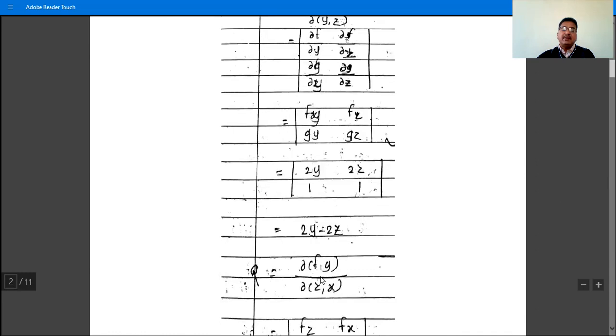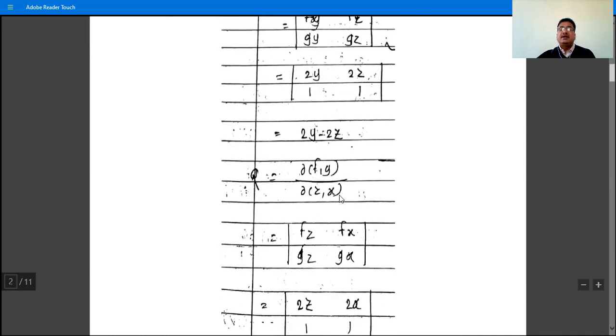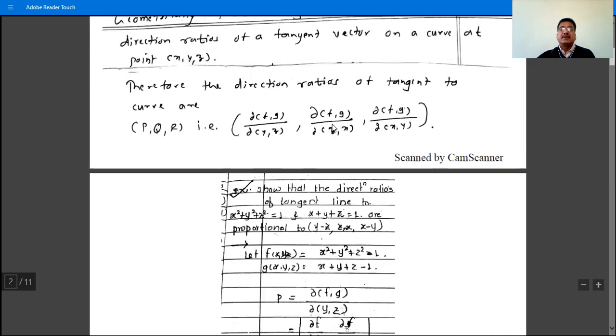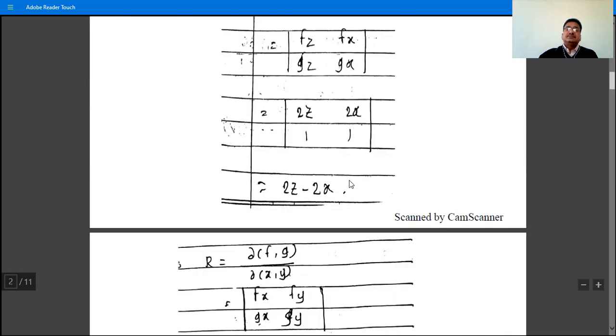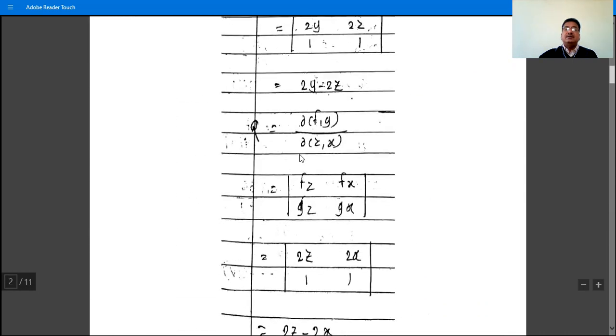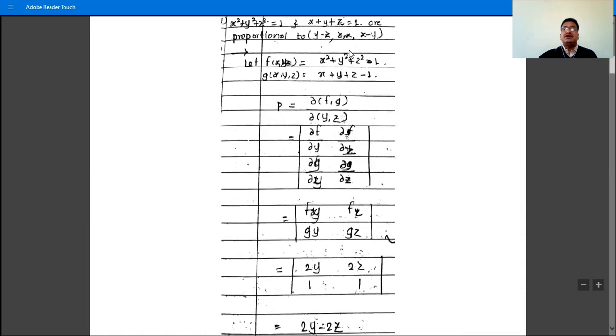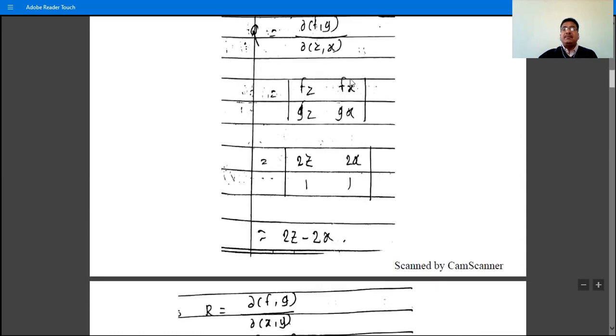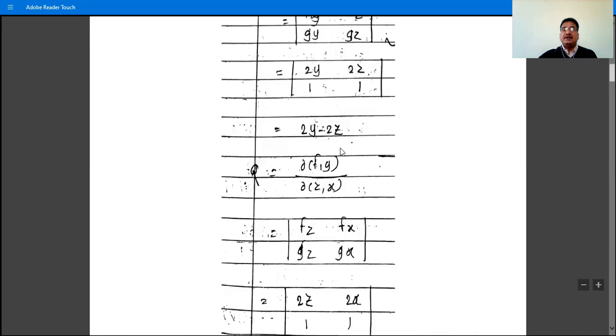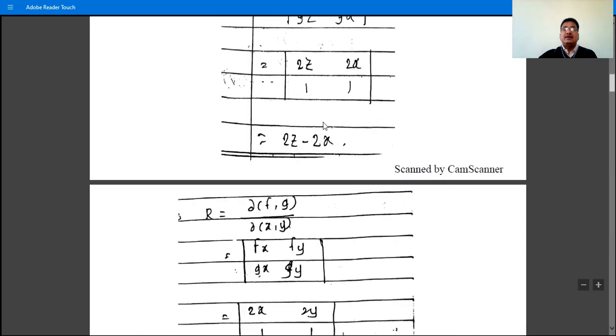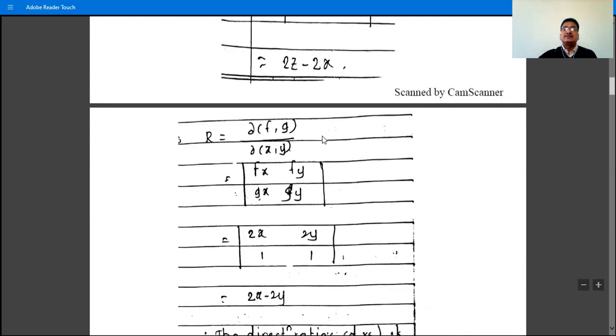Similarly, what is capital Q? ∂(f,g)/∂(z,x) is the capital Q. And ∂(f,g)/∂(z,x) is the determinant with rows ∂f/∂z, ∂f/∂x, that is fz, fx, and ∂g/∂z, ∂g/∂x, that is gz, gx. And fz means the derivative with respect to z, which is 2z. Then ∂f/∂x means 2x, and gz is 1. Then gx is again 1, and so we have 2z minus 2x as the determinant of this matrix.